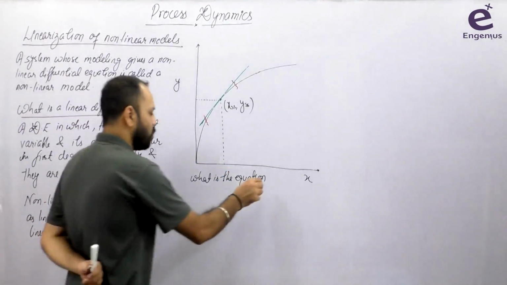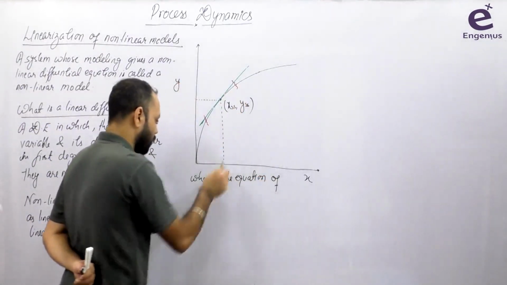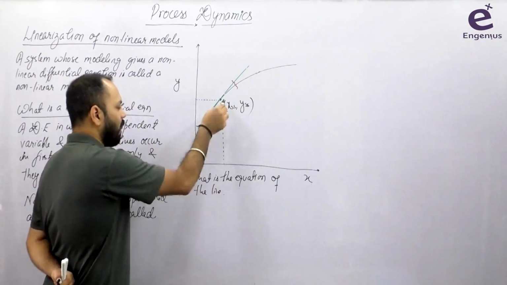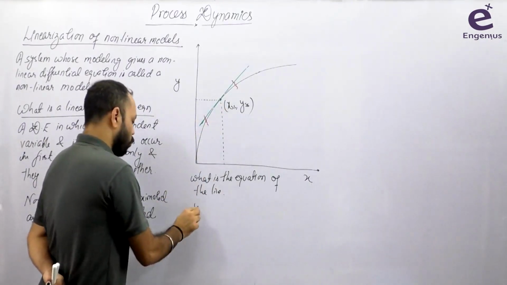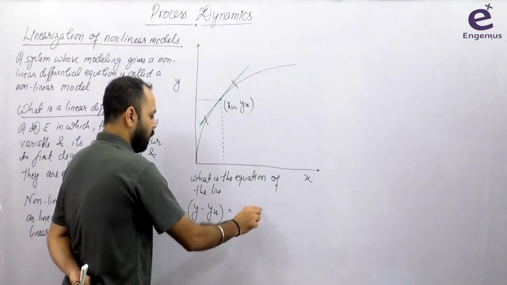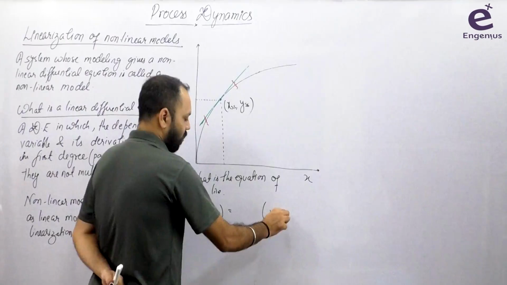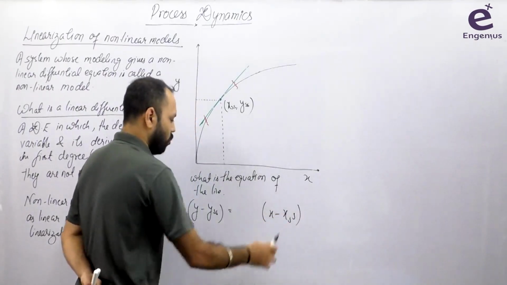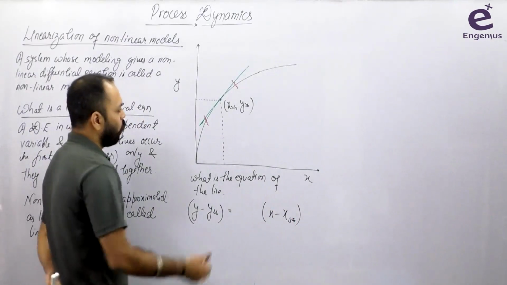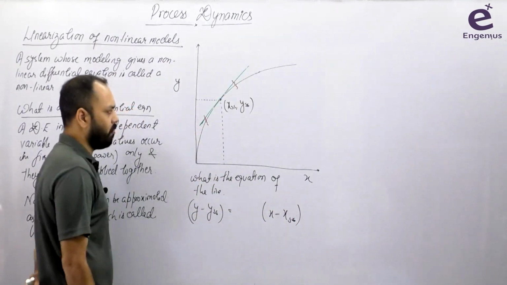Right? What is the equation of this line? This green line, है ना? कैसे लिखोगे? You know that this line is passing through a point: y minus yss is equal to slope of the line times x minus xss. ऐसे लिखते हैं ना? When you know that a line is passing through a point, this is how I write the equation of the line. What is the slope of this line?